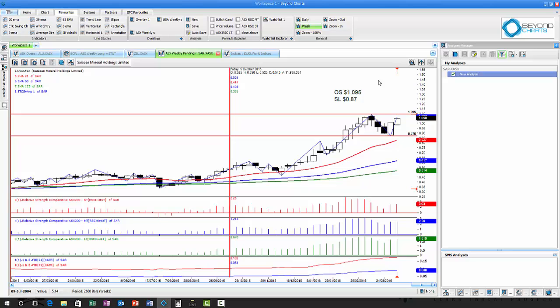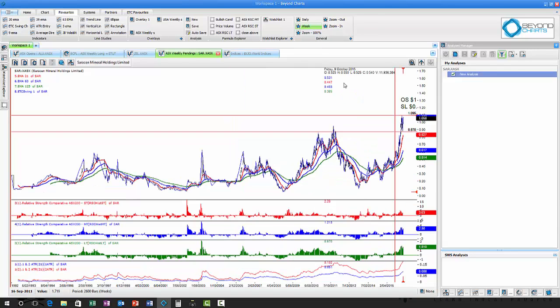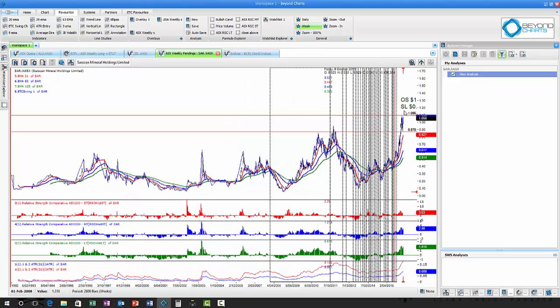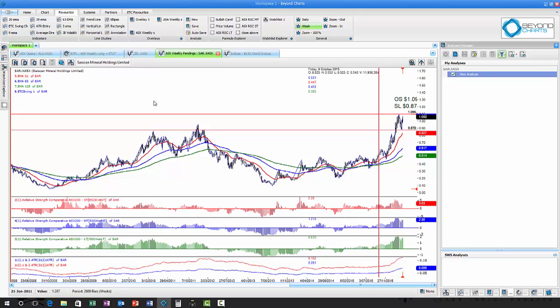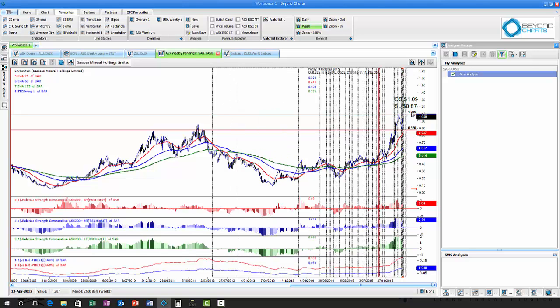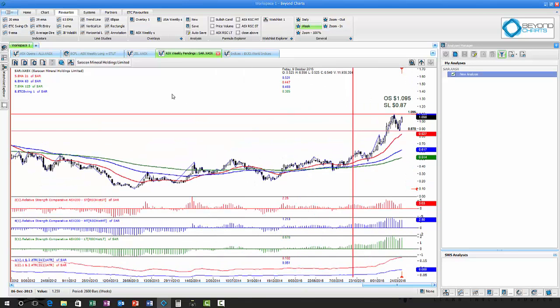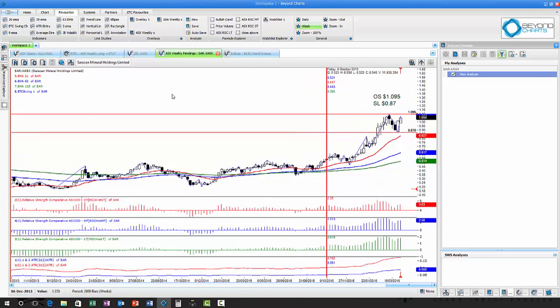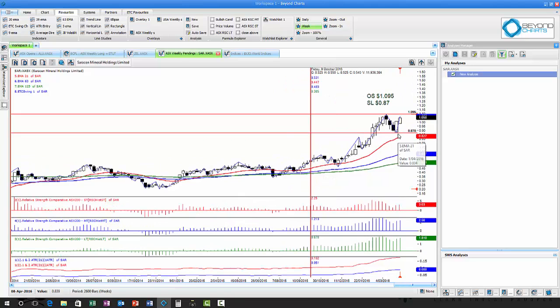Another one, Saracen. Saracen Minerals Holdings. Let's zoom out and see where we are in the scheme of things. Another stock at all-time highs. Interesting, isn't it, how our market has been behaving over the last 6 to 9 months, and yet some stocks can continue to move higher and higher. Again, price action. Last trough forming well above the second from last medium term peak. So very, very strong price action.